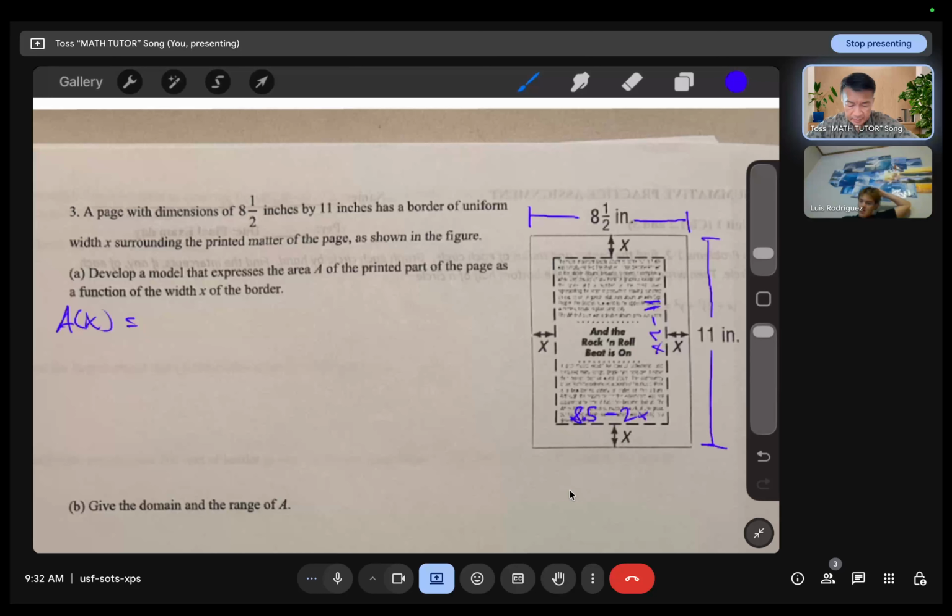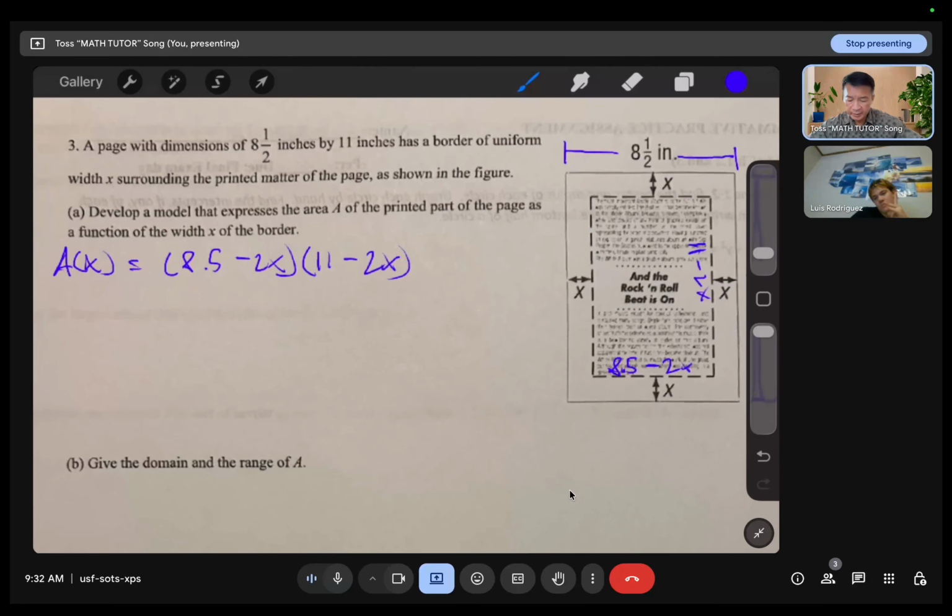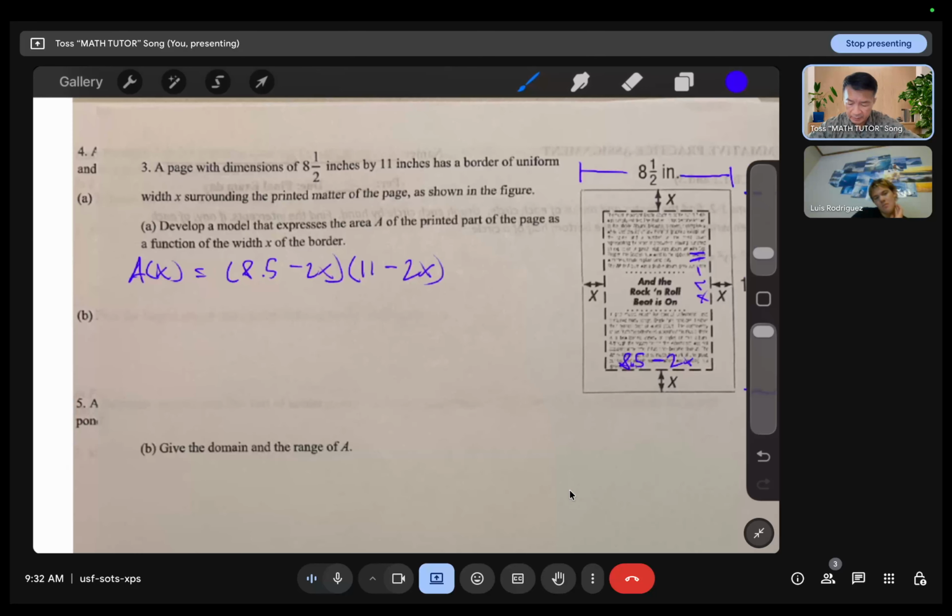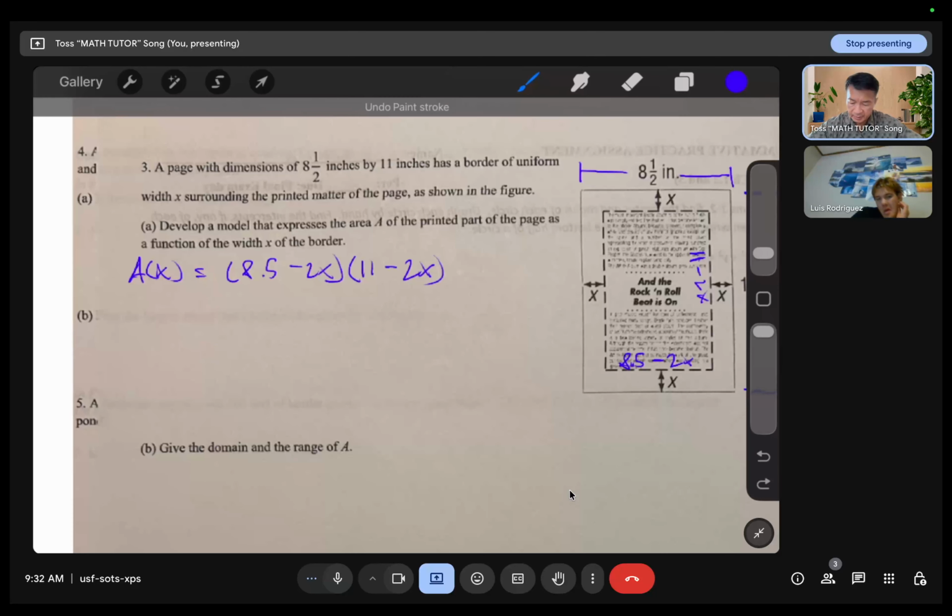Okay, so length times width. It doesn't matter which one first. I'll do 8.5 minus 2x times 11 minus 2x. Now, I don't think you need to FOIL it. But let me think, unless you need to use it. Develop as a function. Yeah, this is it. If you want to FOIL it, you can, but I'll leave a little space here to do that.